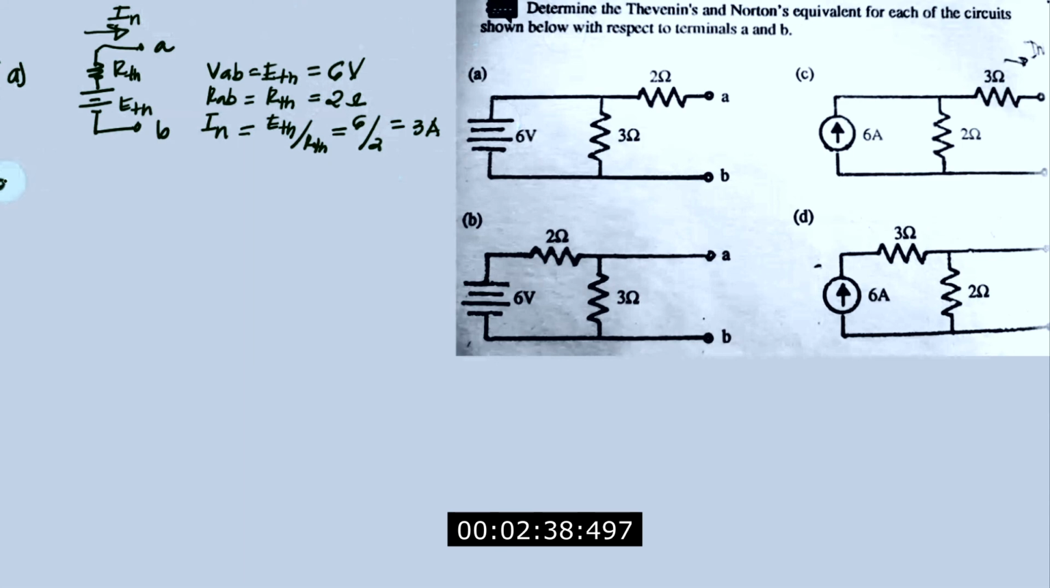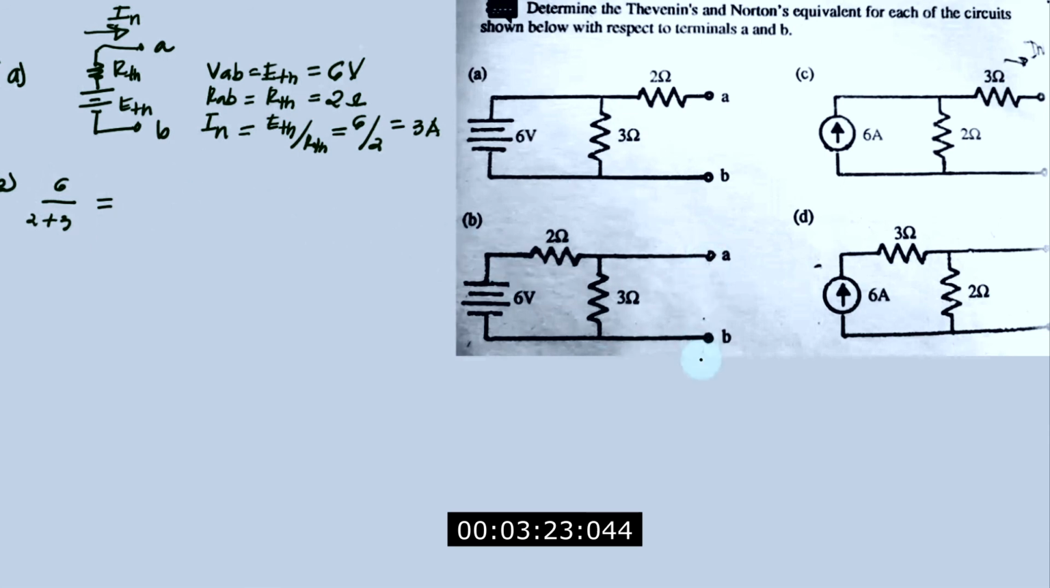Now for letter B, we are dealing with this one. The same thing, we are going to get the E Thevenin's, that is the voltage at AB. So what will be the value of the voltage at VAB? Actually, that is the voltage of the 3 ohms. You'll notice that the 6 volts is covering 2 ohms and 3 ohms, and we are only getting the voltage at the 3 ohms. So we apply here the voltage divider theorem. We say 6 volts is covering 2 and 3, so that is 2 plus 3. We are setting up the ratio.